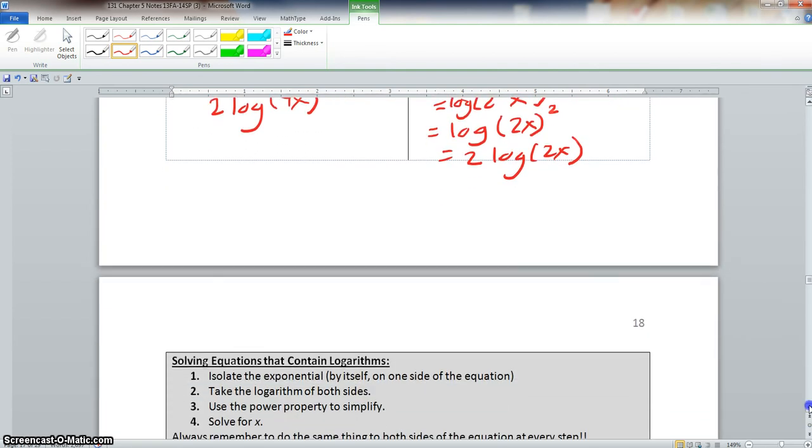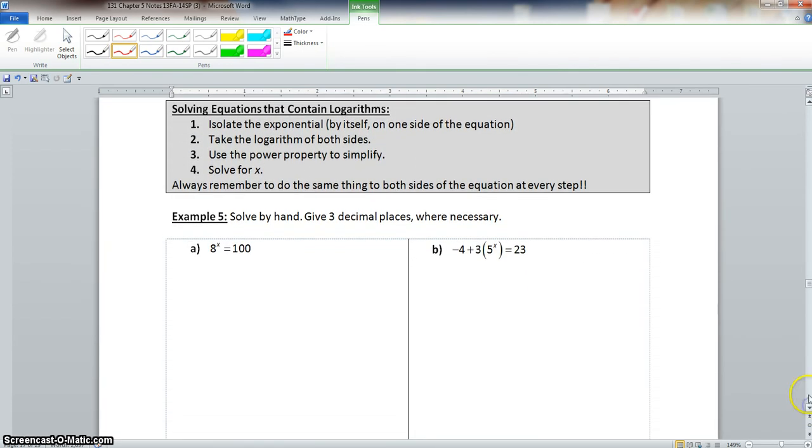Now we scroll down to our next page. It says solve equations that contain logarithms. Now, it gives us step by step what we're supposed to do. We got to isolate the exponent. Take the logarithm of both sides. Use the power property to simplify and solve for x. Always remember to do the same thing to both sides of the equation at every step. And that is basically our golden rule of algebra. Just always remember the golden rule of algebra. What you do to one side, you must do to the other.